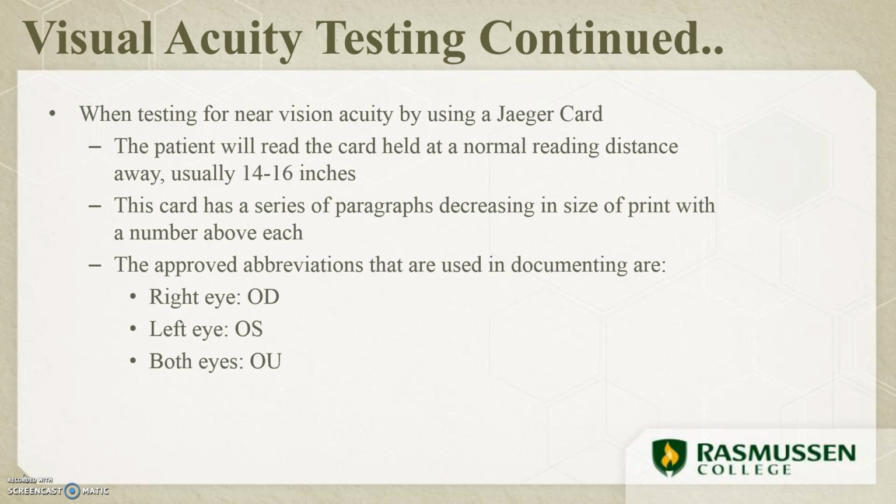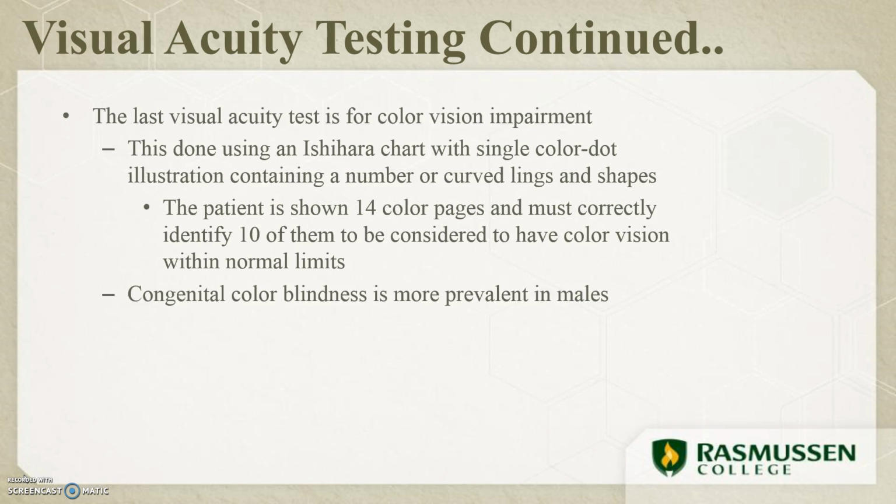The last one that we need to talk about is color vision acuity. This test will be used to determine the inability to distinctly differentiate between colors of the spectrum. Defects in color vision are either from birth, or being born with it, or they're inherited, or they're acquired through certain diseases or injuries.